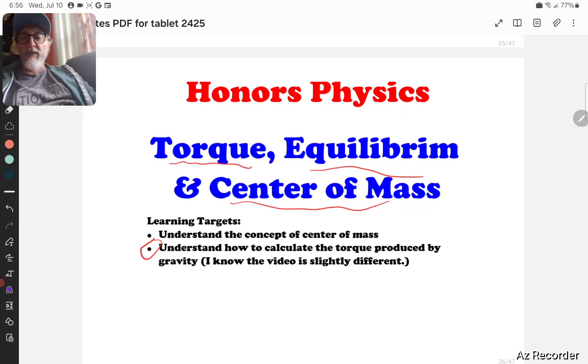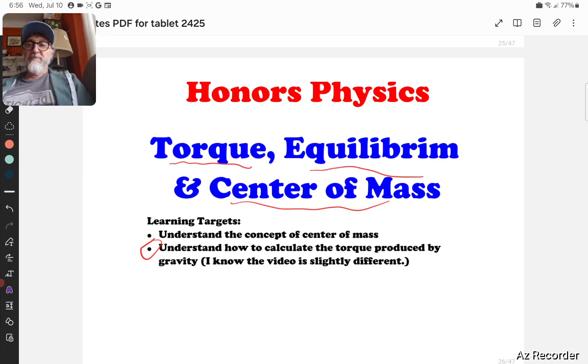All right, so the idea is, remember, gravity is a force, right? And forces have the potential to produce a torque. How do you calculate the torque produced by gravity?